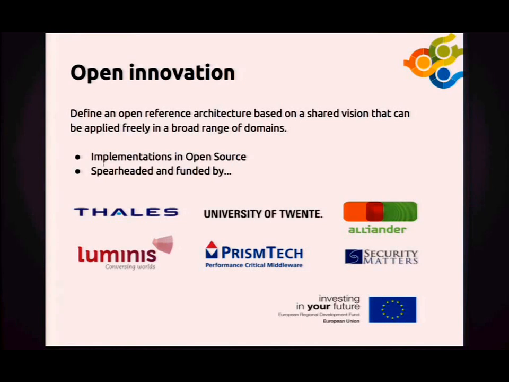Interesting here maybe is to see that the project is spearheaded by these partners, and there are some big industry partners there. Like Thales, which is in the defense industry, they do radar systems, optical systems, and Alliander, which is a big company in the Netherlands doing energy grids, so energy distribution, smart grids, and so on. We have the University of Twente with a research department that is specializing in distributed and embedded system security, and some SMB partners, including Luminous, which is my company, PrismTech, which has a brilliant product called OpenSplice, which is an open source implementation of the OMG data distribution services specification, and Security Matters, which is a company that specializes in intrusion detection and security in open infrastructures.